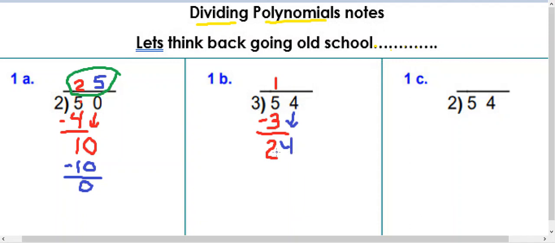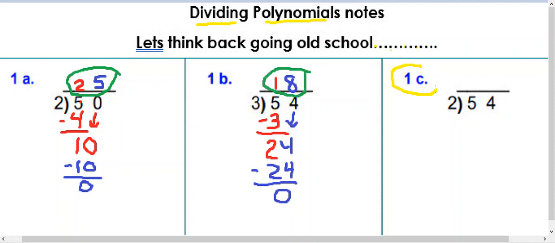So now I say, what times 3 will give me 24? 3 times 8 will give me 24. So then I can write 24. And then I subtract. 24 minus 24 is 0, which is what I want. So my answer is 18.